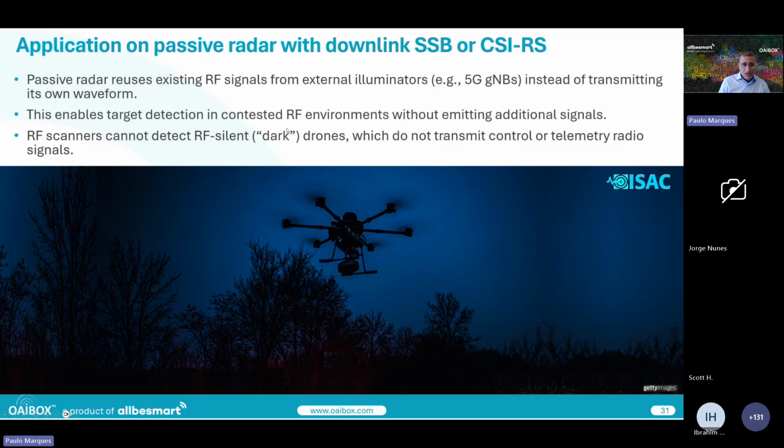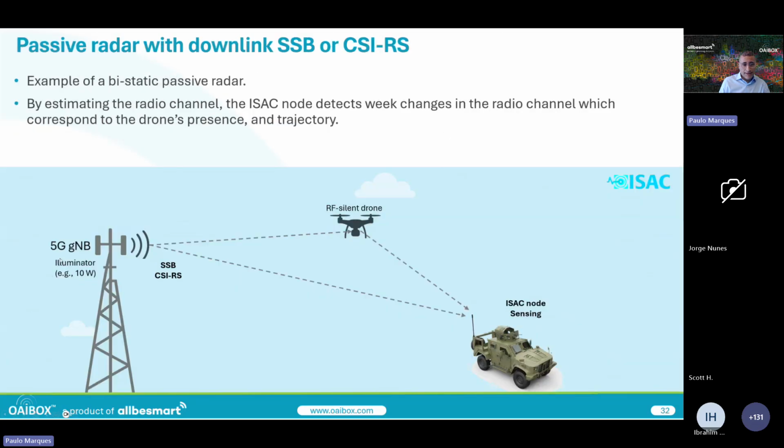One of the applications is also to detect these silent drones or dark drones, which are drones that we cannot detect because they don't transmit any control or telemetry radio signals. So this kind of drone we can detect using radars. And if you want to be silent as a radar, you can reuse the existing radio waves that are transmitted by base stations like 5G base stations. And for this, you can explore the SSBs and the CSI signals.